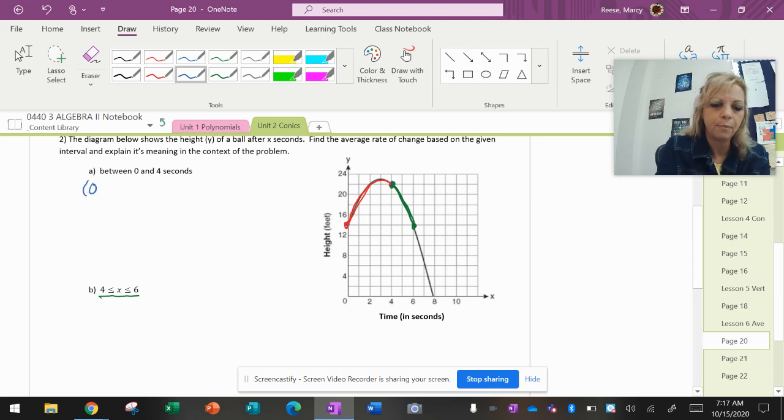So I'm going to pick my point when x is 0 to 14. I'm looking at this red mark here, and from 4 to the y value for that, be careful, it's not 21, it's 22. Okay, so there's my x1, my y1, my x2, my y2, and I take the difference of the two.